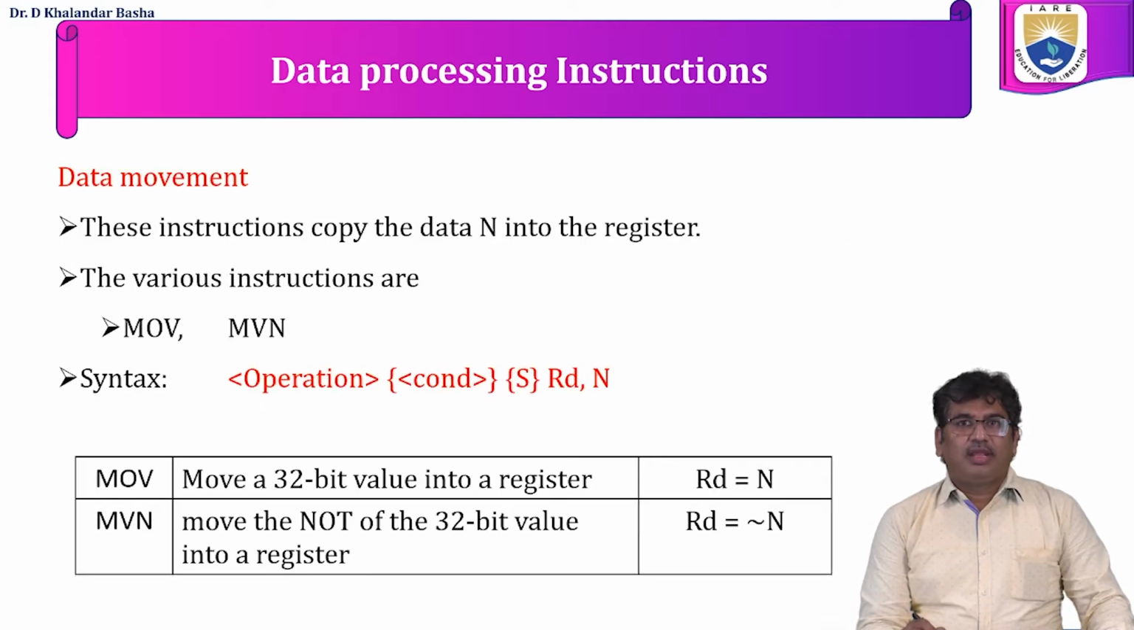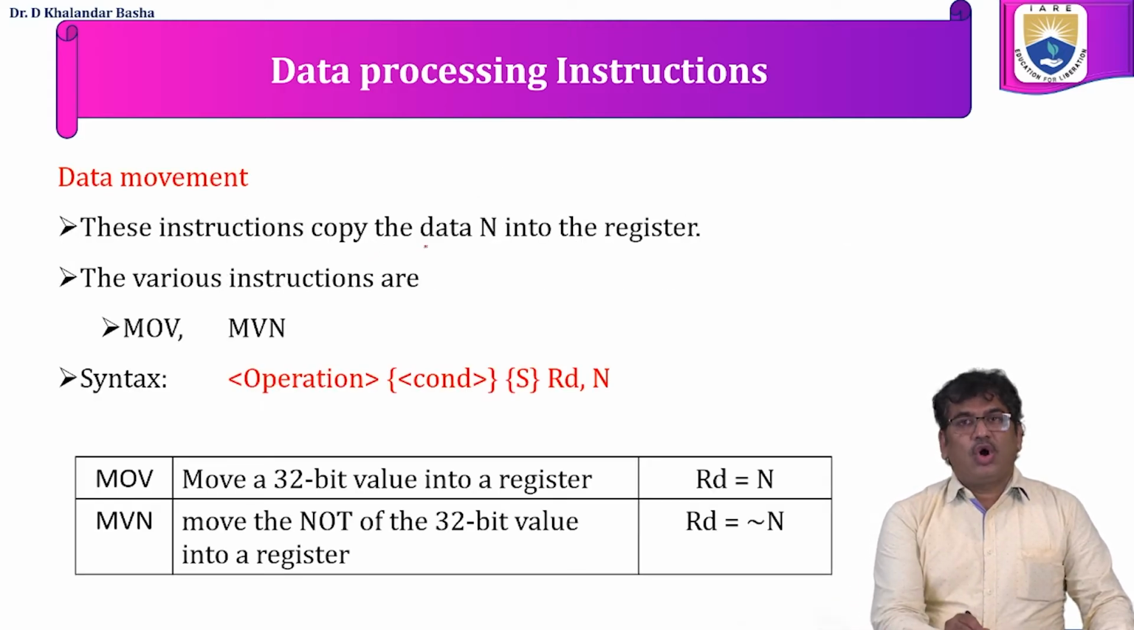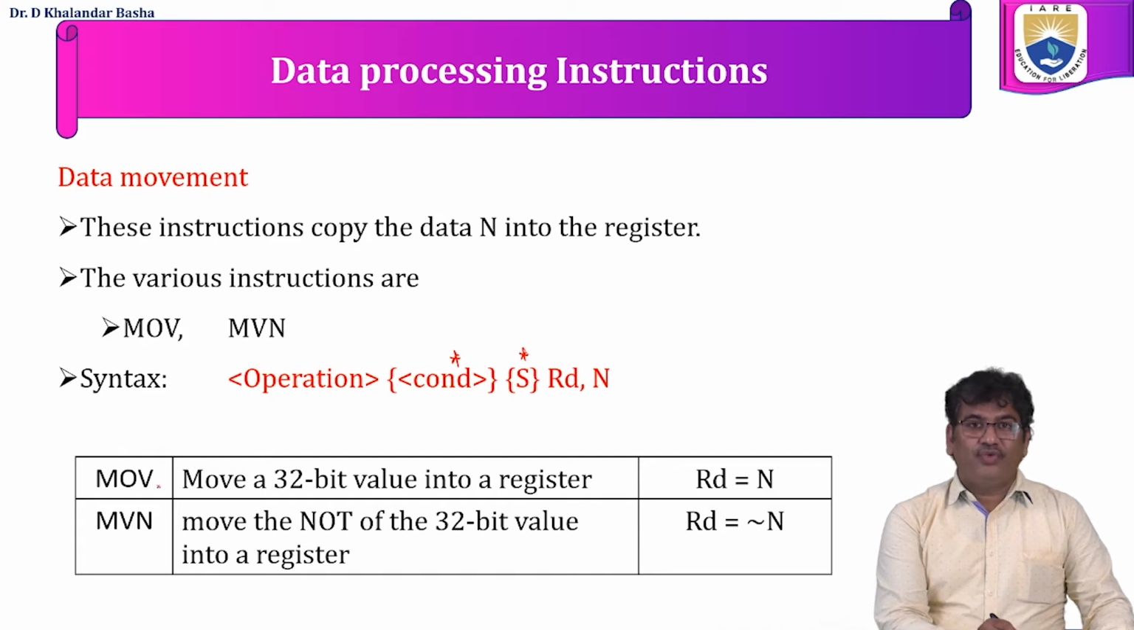Data movement. These instructions copy the data N into the target register, which is Rd. The various instructions under data movement are MOV and MVN. The syntax of the instruction is operation, condition which is optional, S is optional, Rd, comma, N. Under move, we have two types of move instruction. One is MOV, another one is MVN.